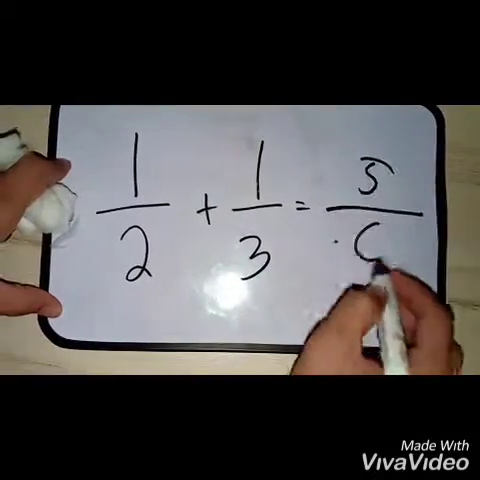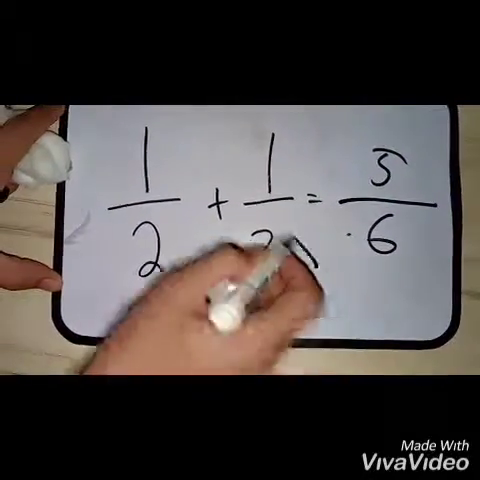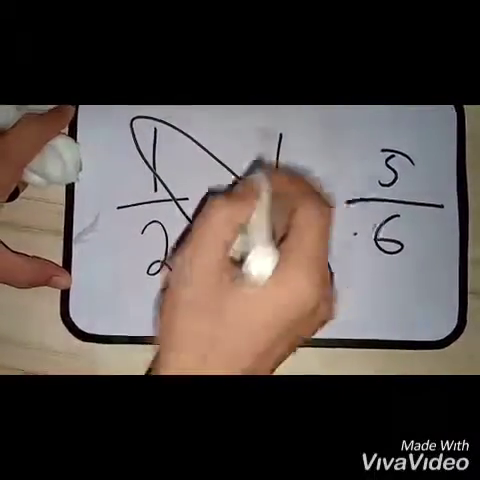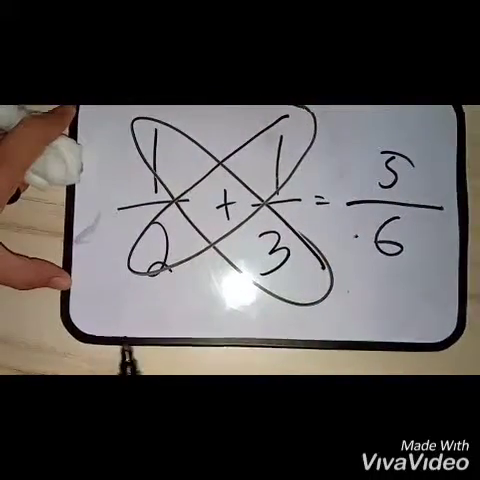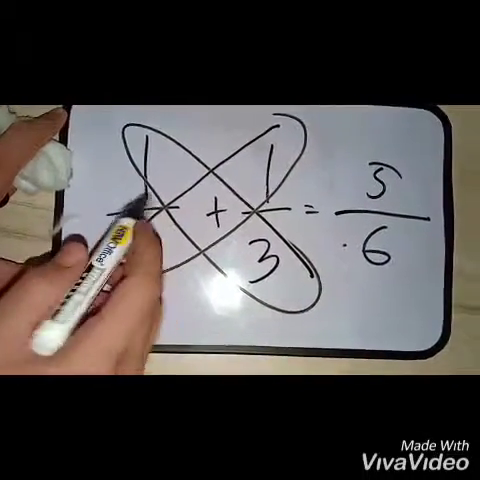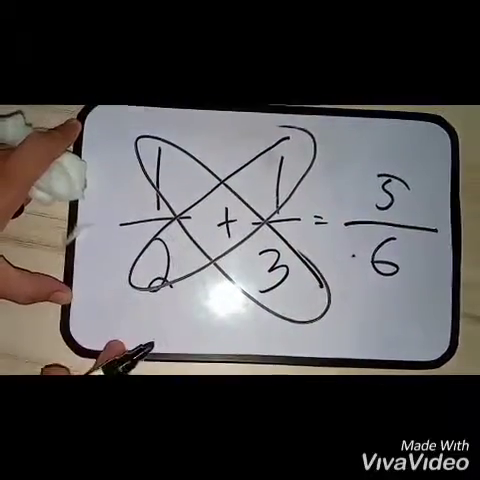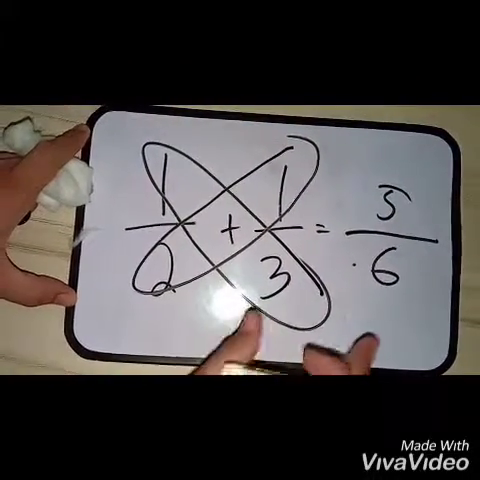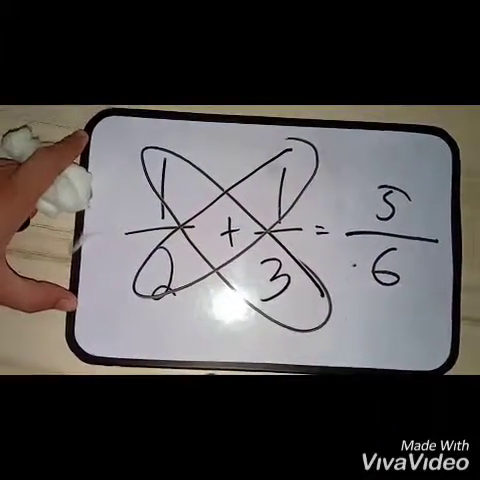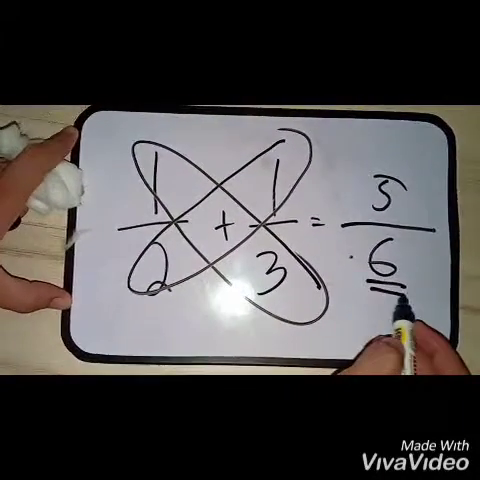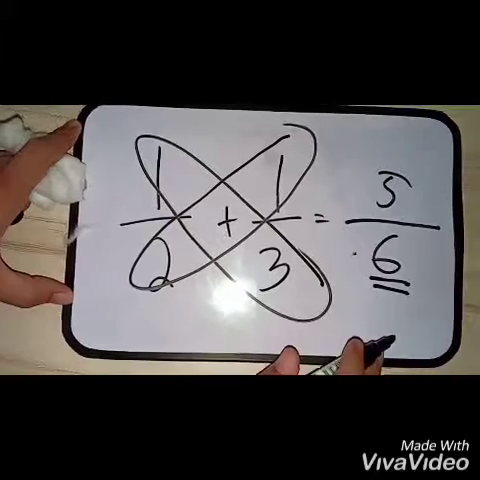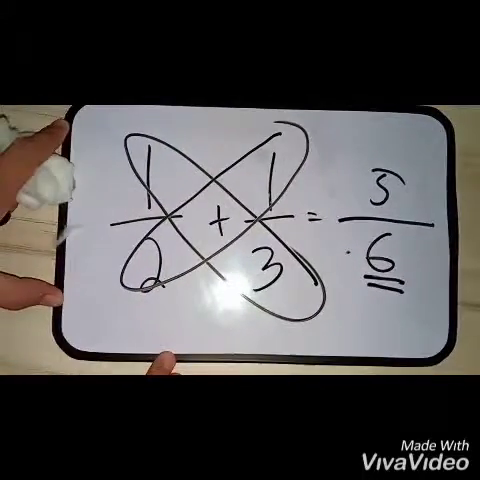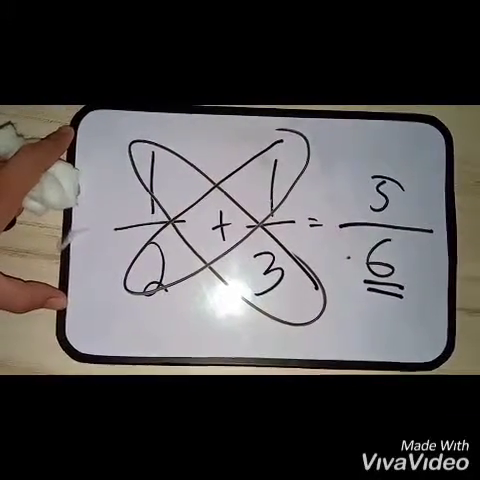So basically, ganito ang ginawa natin. So we multiply this, 3 times 1. We multiply this, 2 times 1. So we have 3 times 1, that's going to be 3. 2 times 1, that is 2. Then we added them, and then we put the answers in numerator, which is 5. Then how did we get 6? We get this because we multiplied the denominator. 3 times 2, which is 6.